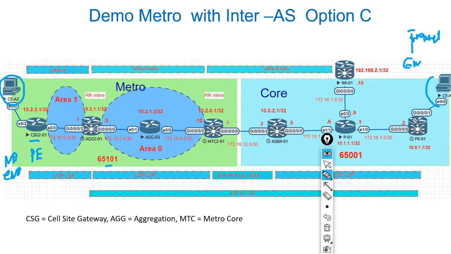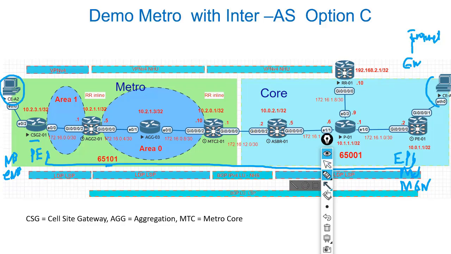or the gateways of a mobile system like EPG, MSC, or media gateway. Our purpose is to create an end-to-end VPN connection from CSG to PE router in the core network, to have CE-A2 communicate with CE-A1.